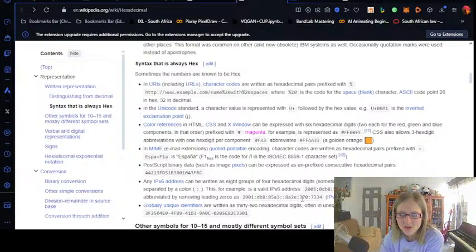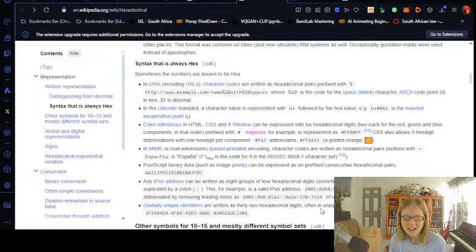I mentioned that one of them is actually in color references. Those color numbers that you see, and I didn't know this, magenta, for example, is FF00FF. They're basically hexadecimal digits. I'll just read this for you. It says your color references in HTML, CSS, and X Window can be expressed with 6 hexadecimal digits, 2 each for the red, green, and blue components, in that order, prefixed with a hashtag.